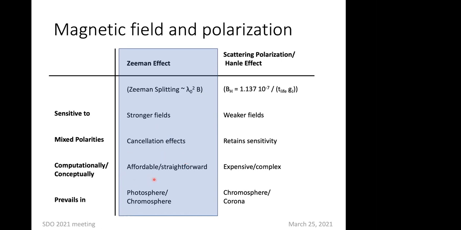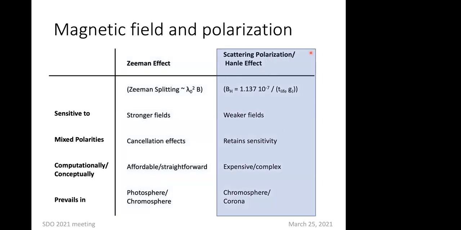The Zeeman effect is conceptually straightforward and computationally affordable to model. And these signals due to the Zeeman effect tend to prevail in the photosphere of the sun and somewhat in the chromosphere of the sun. As you go to higher and higher layers in the sun's atmosphere, the magnetic fields become weaker, and so do the polarization signals due to the Zeeman effect.